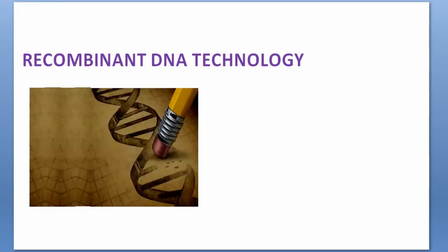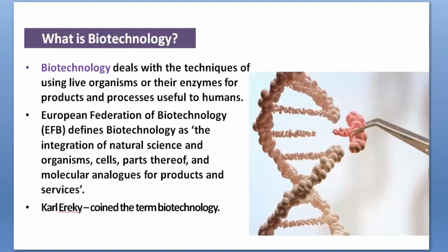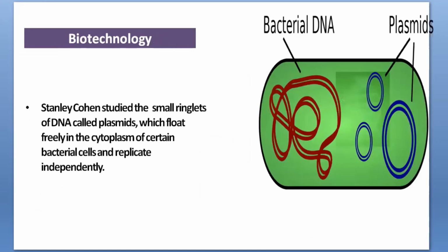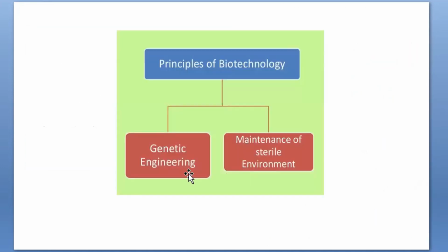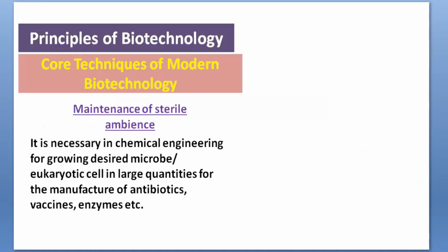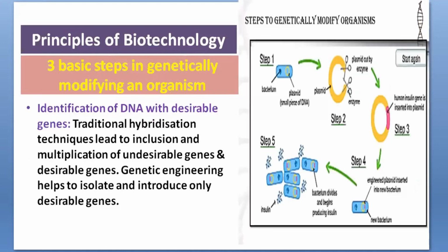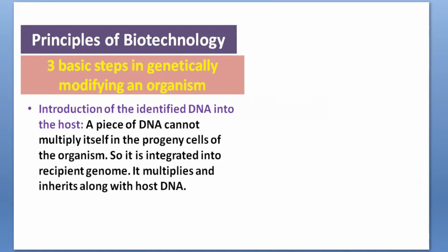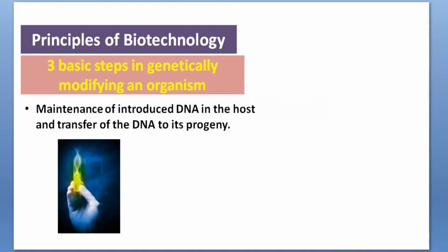In the introductory part, I taught you the definitions. We saw two definitions, and that Carl Ereky coined the term. Then we saw what a plasmid is, the small applications and principles of biotechnology, genetic engineering, maintenance of sterile ambience, and the 2 core techniques. Then we saw the 3 basic steps in GMO: first identify, then introduce, then maintenance of the introduced DNA in the host.